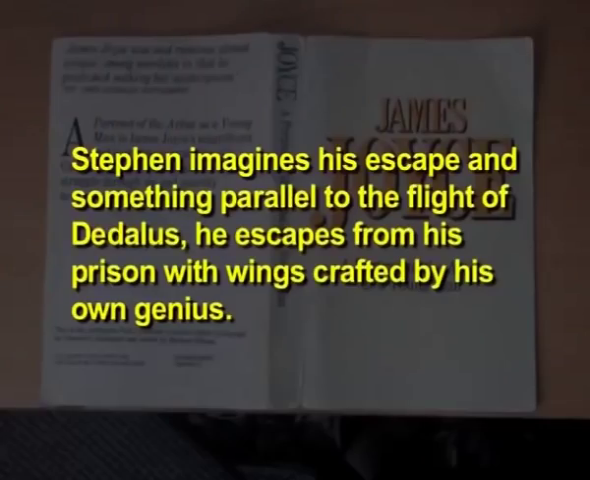Although he has no shortage of friends, he feels isolated. He has come to regard Ireland as a trap, and he realizes that he must escape the constraints of nation, family, and religion. He can only do that abroad. Stephen imagines his escape as something parallel to the flight of Daedalus. He escapes from his prison with wings crafted by his own genius. The book ends with Stephen leaving Ireland to pursue the life of a writer.